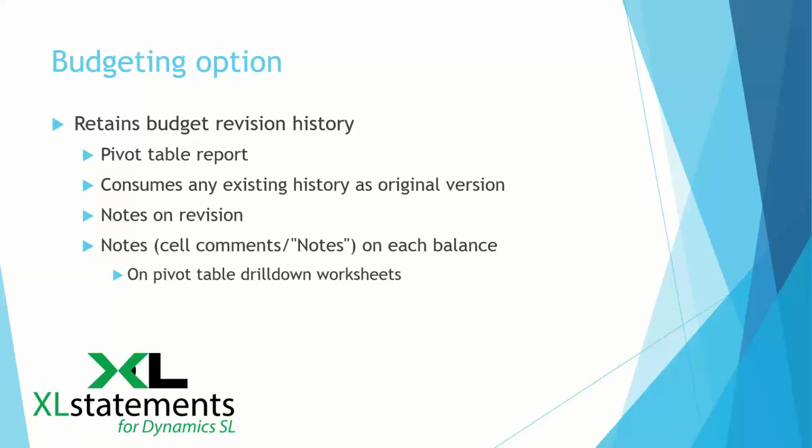The XLstatements budgeting option lets you put notes in on the revision that you're making. And then you can also put notes on each balance on your worksheet. So each balance that's going to get consumed into your database, you can put notes on those as well. And those notes are visible on the pivot table if you drill down from it. If you use pivot tables, you can double click on a number, and it's going to expand out the detail behind that. And the XLstatements budget revision pivot table expands out to show you everything behind that number, and it also has that note in there as a wide column.